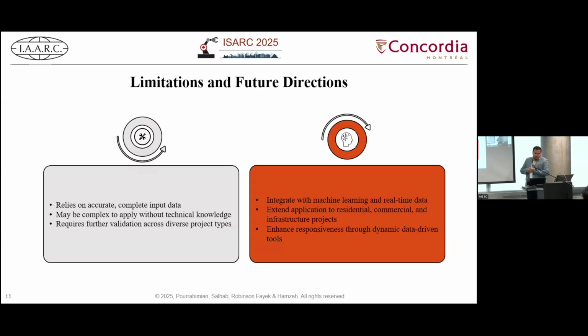For the limitations, it relies on accurate and complete input data and may be complex to apply without technical knowledge. For the future direction, what we are planning to do is integrate machine learning and real-time data, because these kinds of frameworks can somehow rely on subjective observations also.